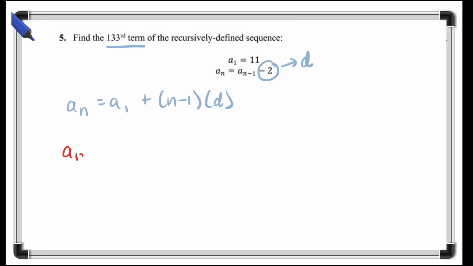So we're trying to find the 133rd term. My first term is 11, and I'm adding 133 minus 1, and then I'm multiplying by that negative 2. I'm not subtracting 2, I'm multiplying by negative 2. And your value is negative 253.